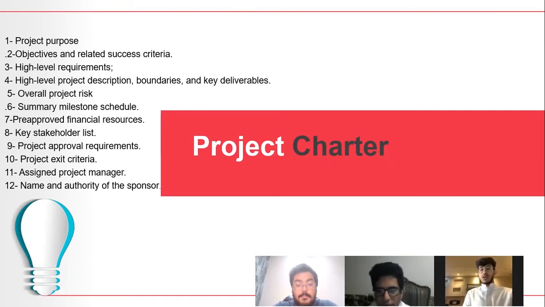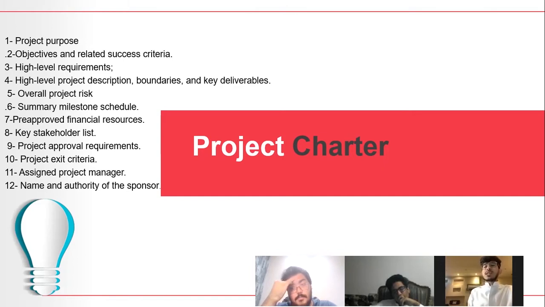And five, we have overall project risk. And six, we have a summary milestone schedule. And seven, we have preapproved financial resources. Eight, key stakeholder list. And nine, we should have project approval requirements, like a doctor or anything. And 10, we have project exit criteria. And 11, we have a project manager. And finally, we have the name and authority of the sponsor. About the project charter, we have three things: inputs, tools and techniques, to get the output.